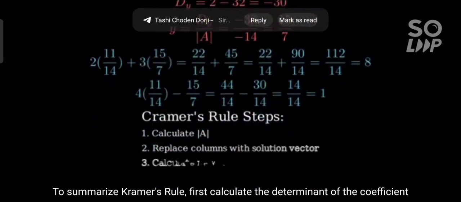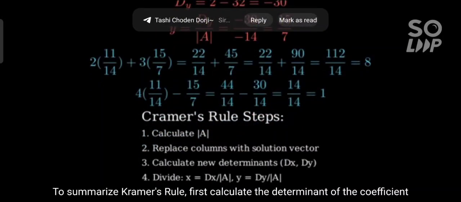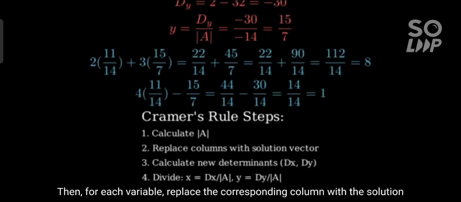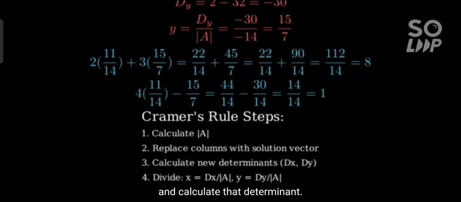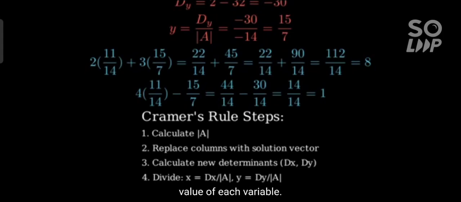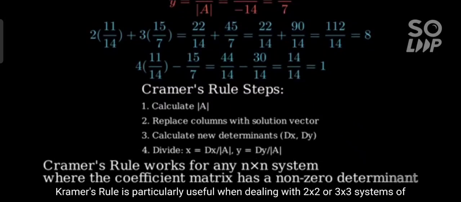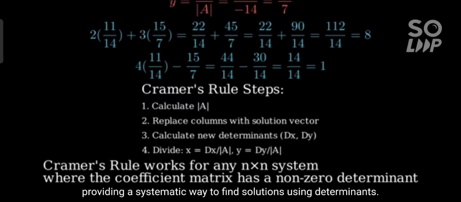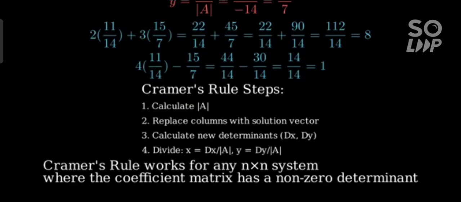To summarize Cramer's rule, first, calculate the determinant of the coefficient matrix. Then, for each variable, replace the corresponding column with the solution vector and calculate that determinant. Finally, divide these new determinants by the original determinant to find the value of each variable. Cramer's rule is particularly useful when dealing with 2 by 2 or 3 by 3 systems of equations, providing a systematic way to find solutions using determinants.